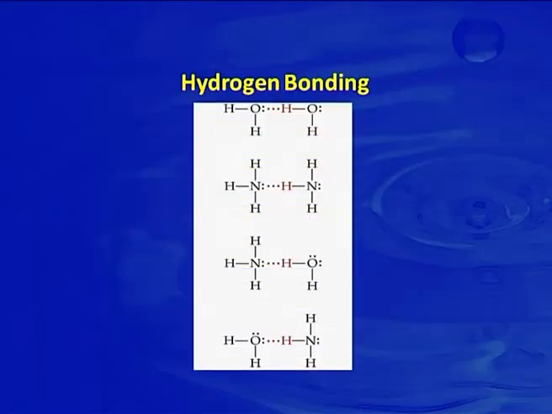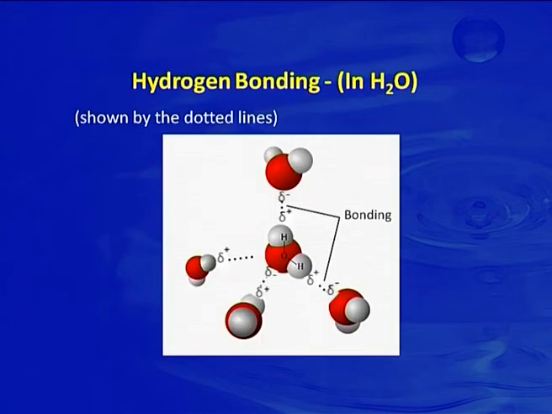London forces. Here is the diagram which shows hydrogen bonding between 2 molecules of water, and hydrogen bonding in ammonia and ammonia molecules, ammonia and water molecules, and water and ammonia molecules. Here is the hydrogen bonding in H2O. This is a 3-dimensional structure of H2O which shows the hydrogen bonding, shown by the dotted lines. The dotted lines show the hydrogen bonding between oxygen and hydrogen.